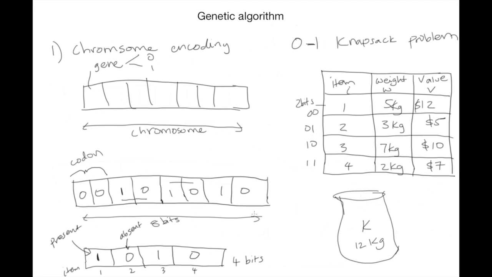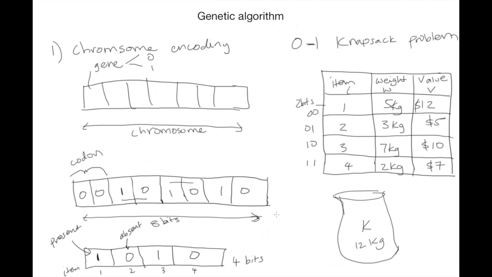The reason why I introduced this rather ridiculous encoding scheme was to illustrate the idea that there are many ways you can encode solutions to a problem, and not all of them are going to be efficient.